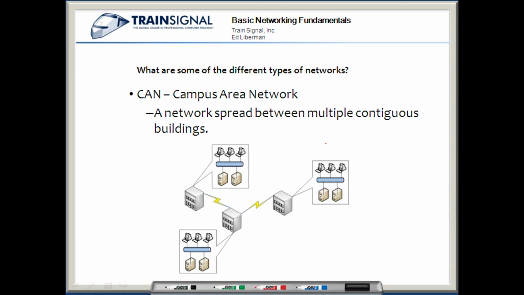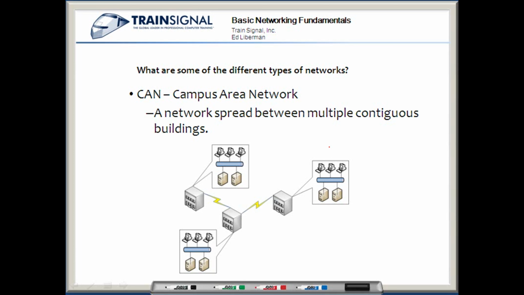you a bit of an overall understanding of where some of this stuff came from, I want to go over CANs and MANs, which are kind of outdated terms we don't use much anymore, but just in case you run into them, let's talk about them here. Now, CAN is a campus area network. And this basically means that you have a network spread between multiple contiguous buildings.